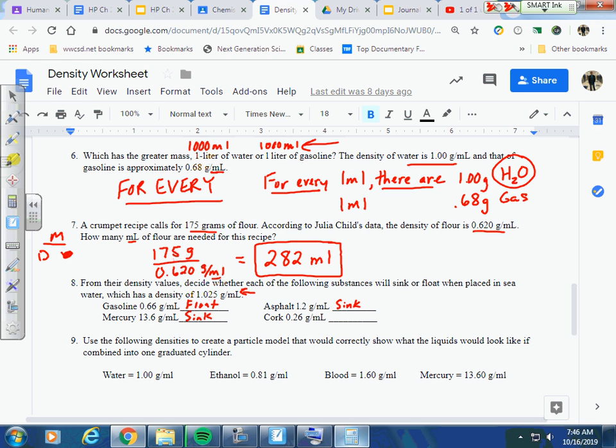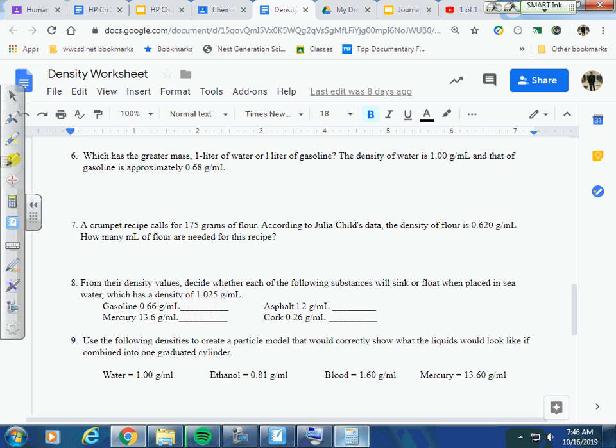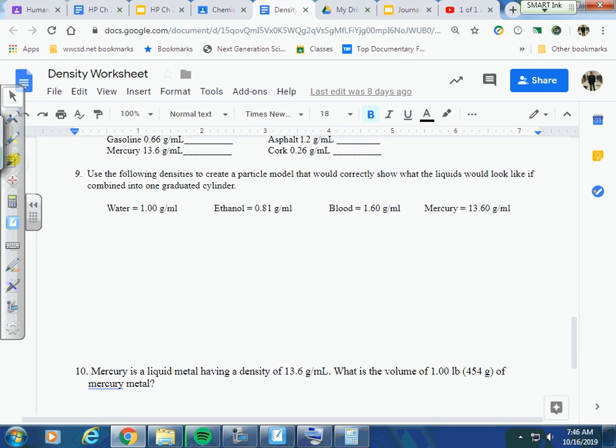And cork being less dense is going to float. That seems to make sense to me. All right, and number 9 is a biggie. You are going to see this on a quiz or your test on Friday for sure, because this is really understanding a lot of different things. Us chemistry teachers really like this question.